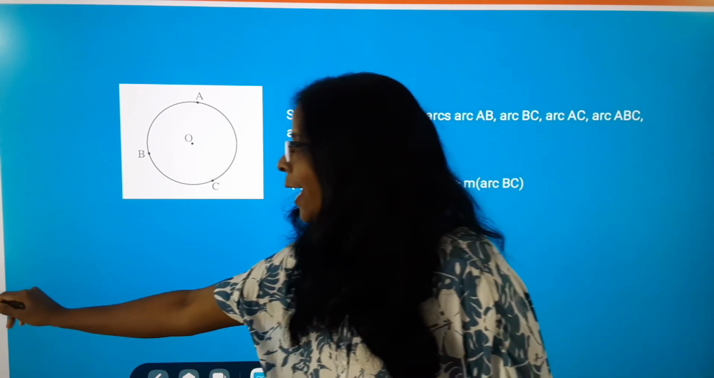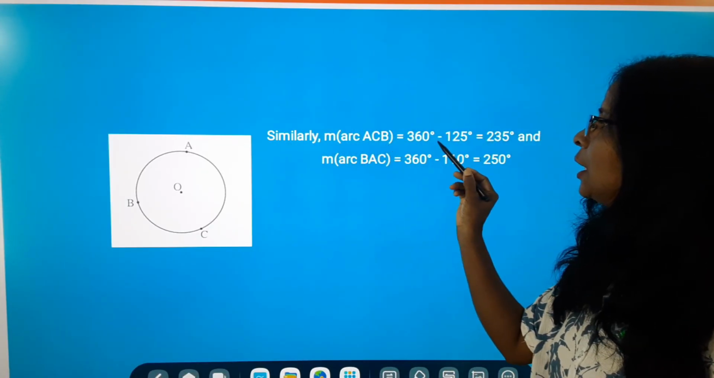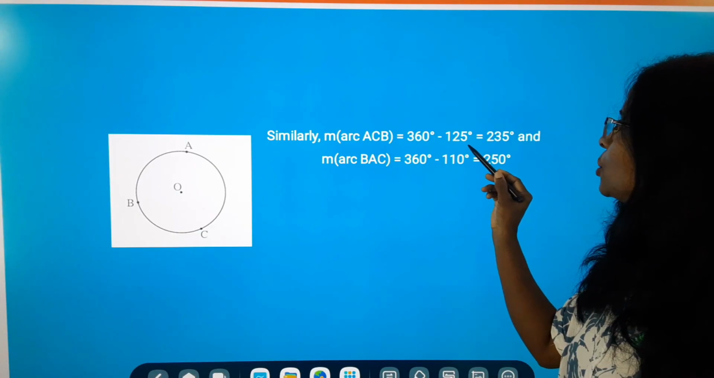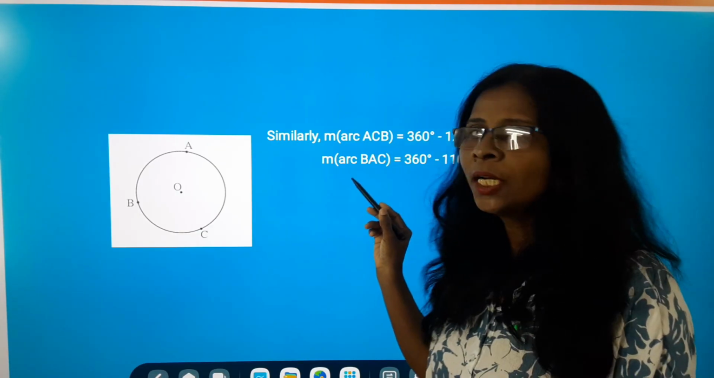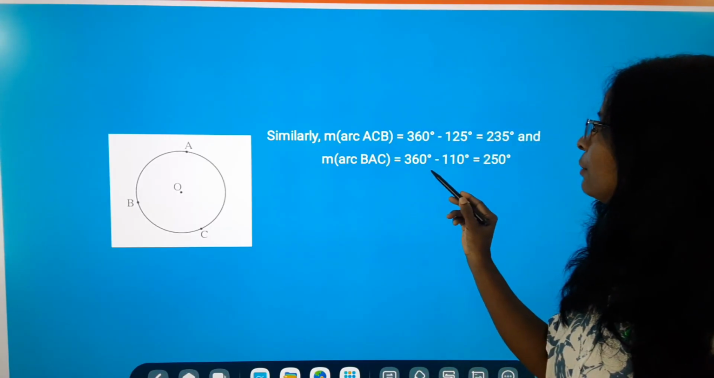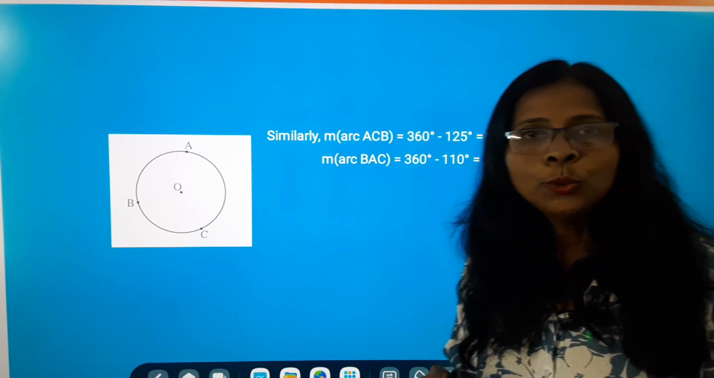Okay students, and then the next one: measure arc ACB is equal to 360 minus 125, which is equal to 235, and the measure arc BAC is equal to 360 minus 110, that is equal to 250.